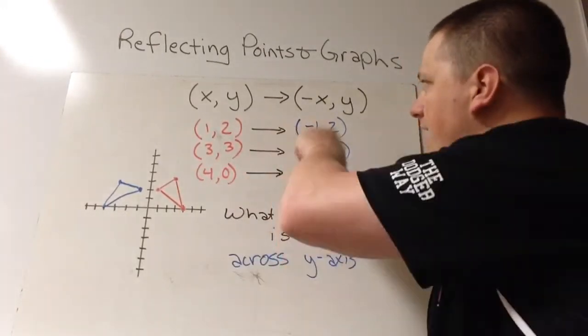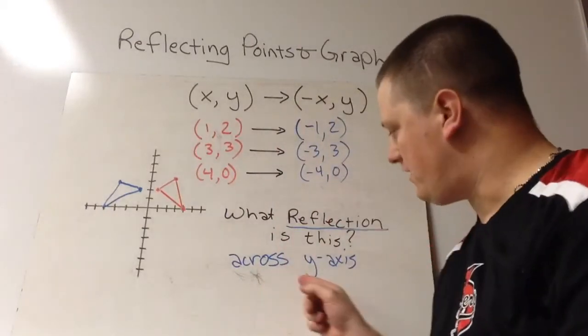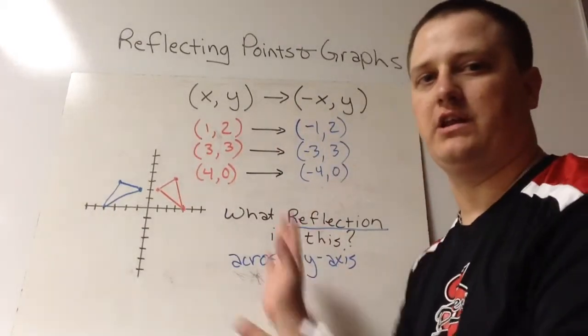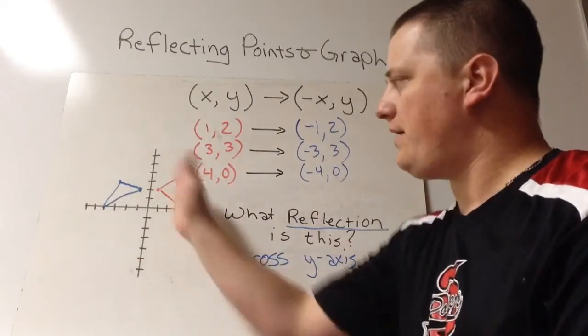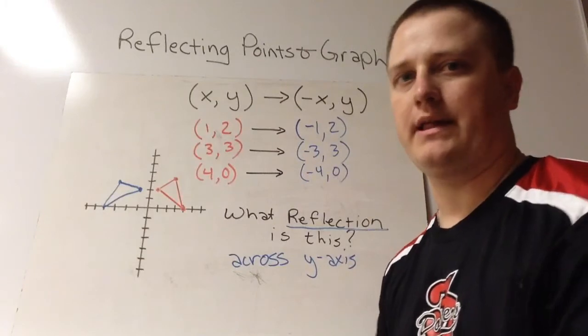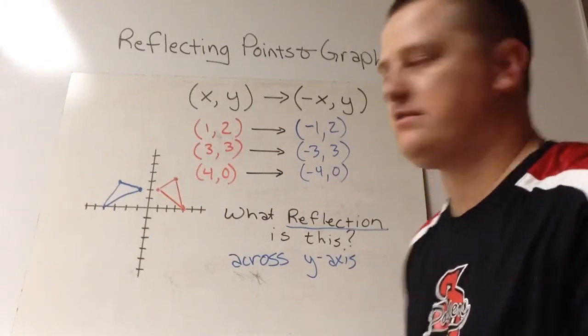Notice that changing the x to negative reflects it across the y-axis because you're changing the side of the y that you're going to be on. If we were on the right, we're now going to be on the left. Alright, let's look at another version of this.